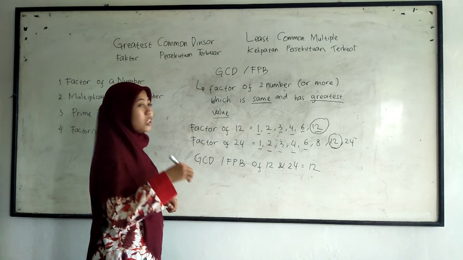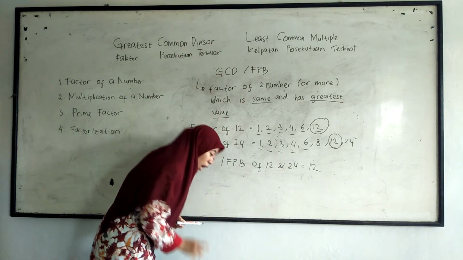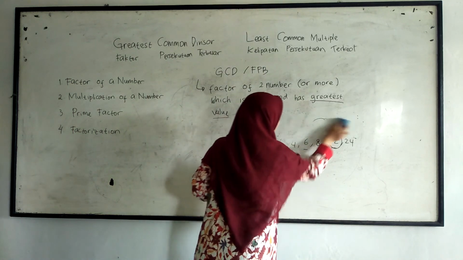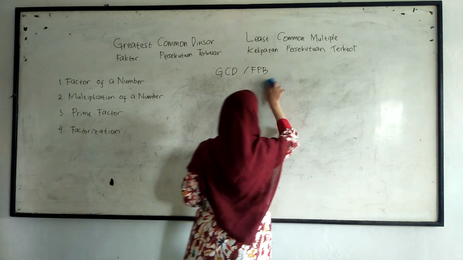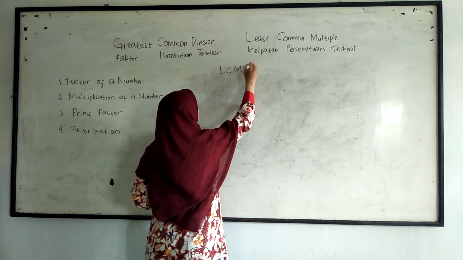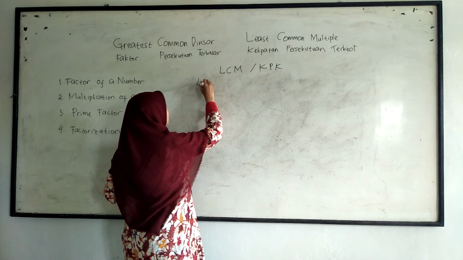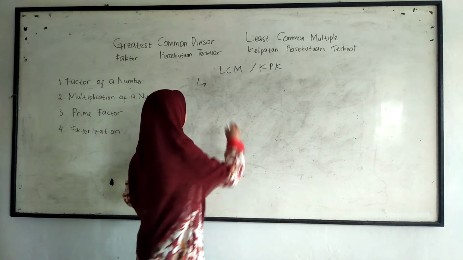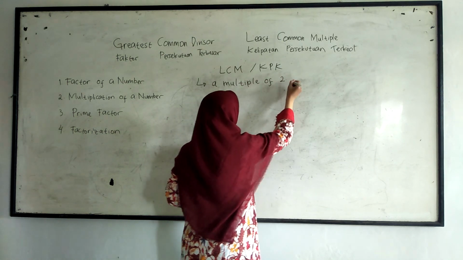Okay, I'll give you more example, but now let's go to the least common multiple first. I will erase it. Least common multiple or kelipatan persekutuan terkecil is a multiple of two numbers that is same and has least value. Two numbers or more.